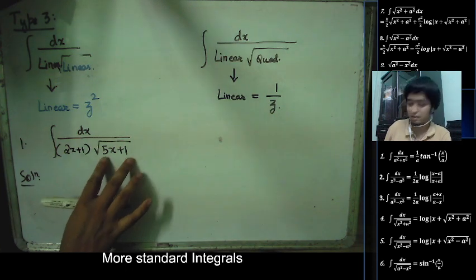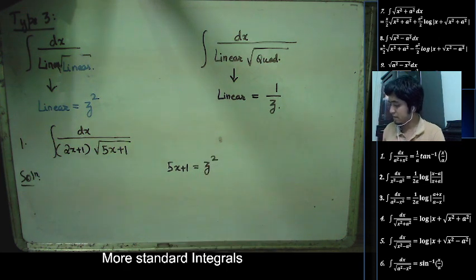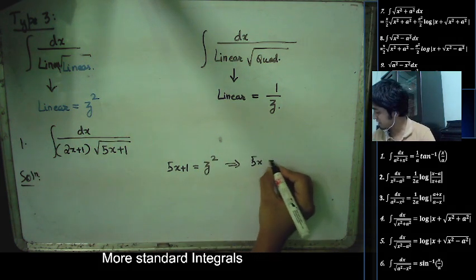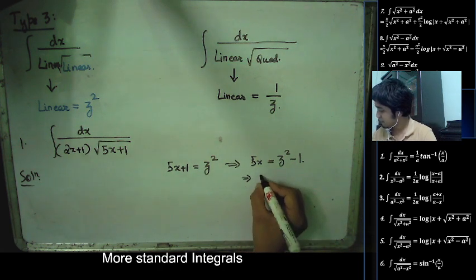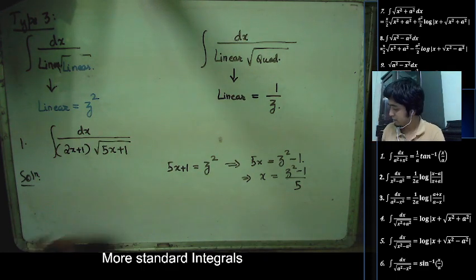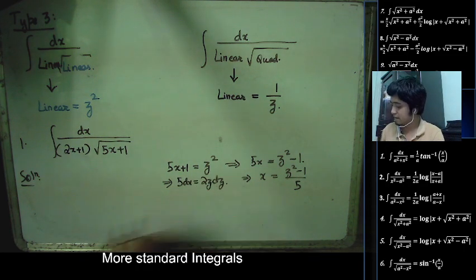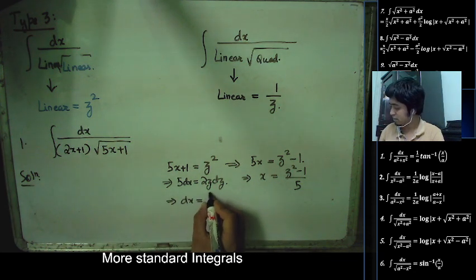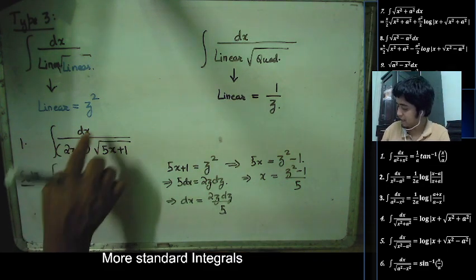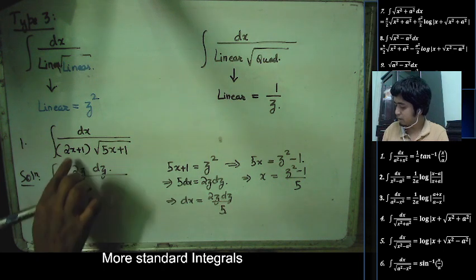We need to substitute the one under the root, so we will substitute 5x plus 1 equal z square. If you do this substitution, you will also be needing x. So 5x will give you z square minus 1, and x will be z square minus 1 upon 5. If you differentiate it, you will have 5 dx equal 2z dz, or dx will be 2z dz upon 5.